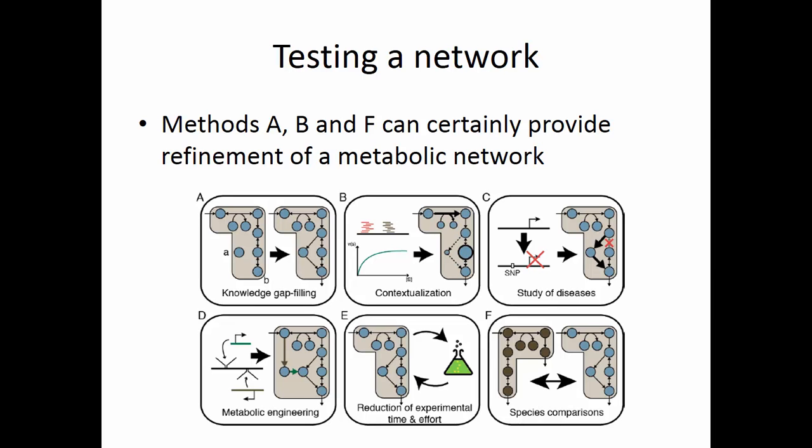Contextualization: it could be that a stray metabolite is only made under certain conditions, and it's helpful to know that. So that can help us refine the network even further. And then there are those species comparisons. Those can help as well to refine our network and make it a sturdy network that we can use going forward in our design of our production organisms and things like that.